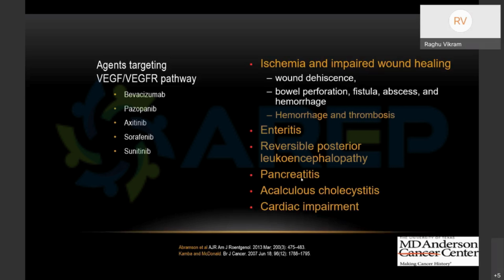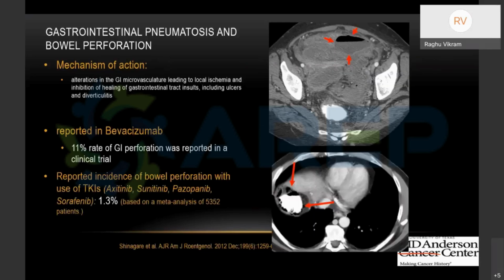Pancreatitis, we see that sometimes. Acalculous cholecystitis is common. Cardiac impairment is another one. Cardiomyopathies that you see. Perforation. These are some collections from the last few years.